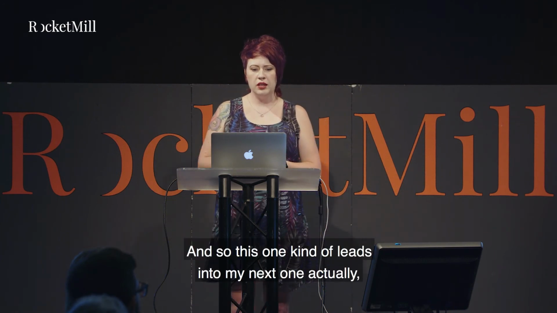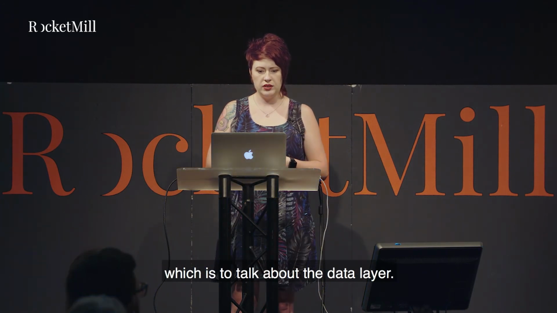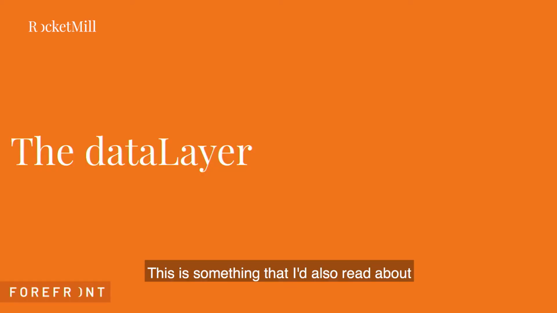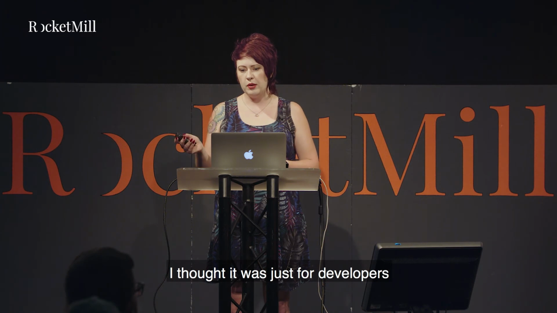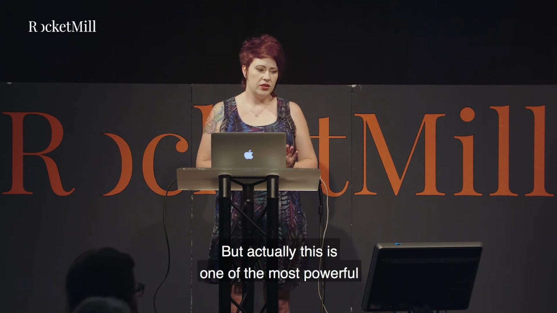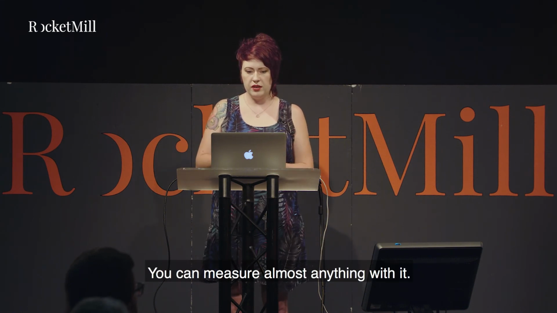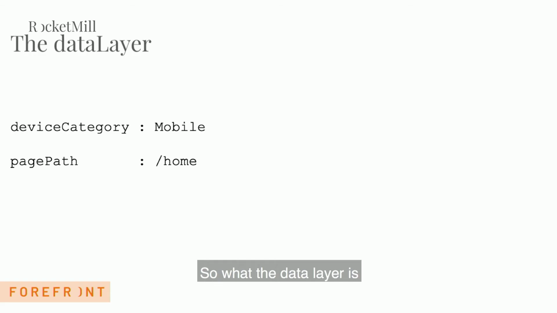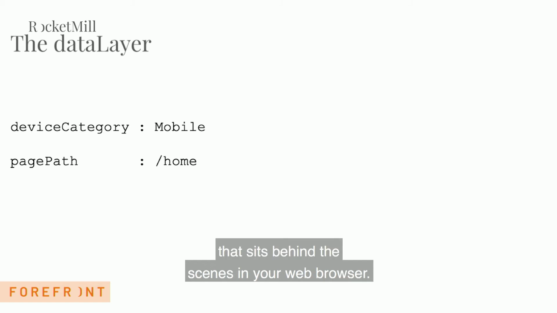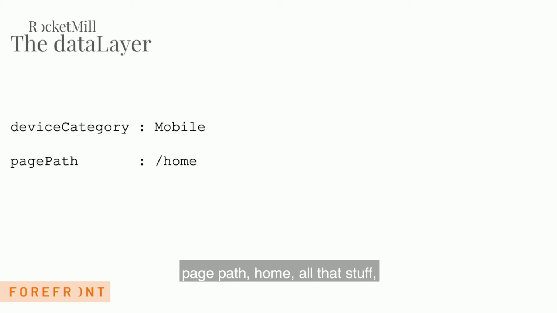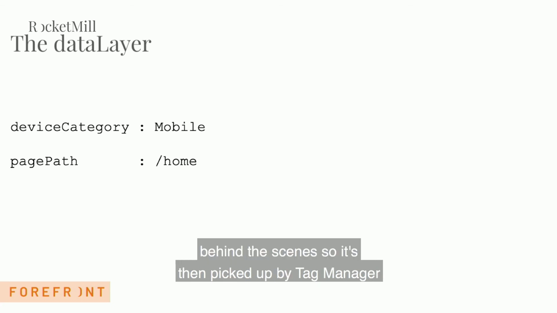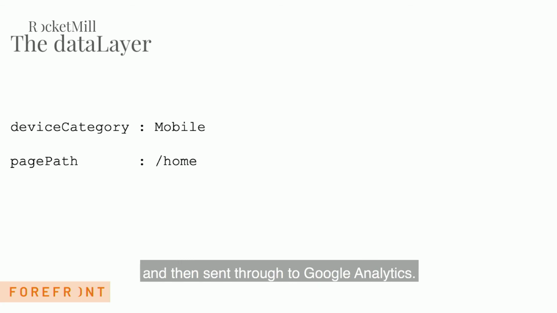And so this one kind of leads into my next one actually, which is to talk about the data layer. This is something that I'd also read about, but it looked super complicated. I thought it was just for developers and only for e-commerce stuff. But actually, this is one of the most powerful measurement tools we have access to. You can measure almost anything with it. So what the data layer is, basically, is a 2-column table that sits behind the scenes in your web browser. So it stores all that information like device category, mobile, page path, home, all that stuff behind the scenes. So it's then picked up by Tag Manager and then sent through to Google Analytics.